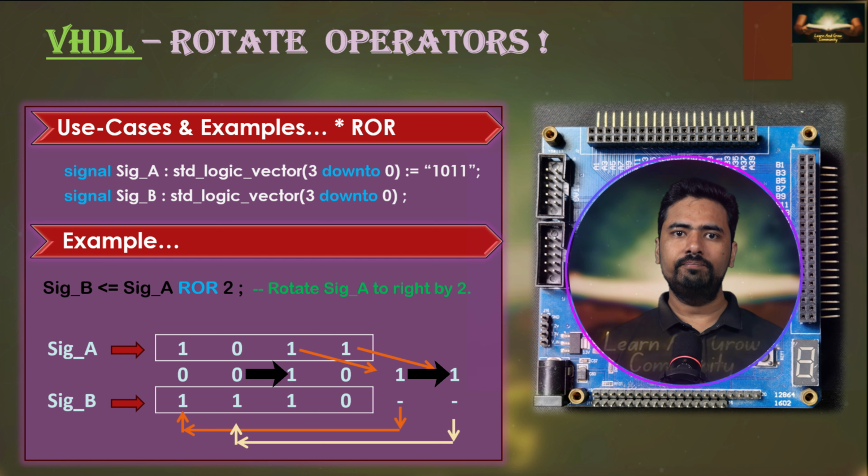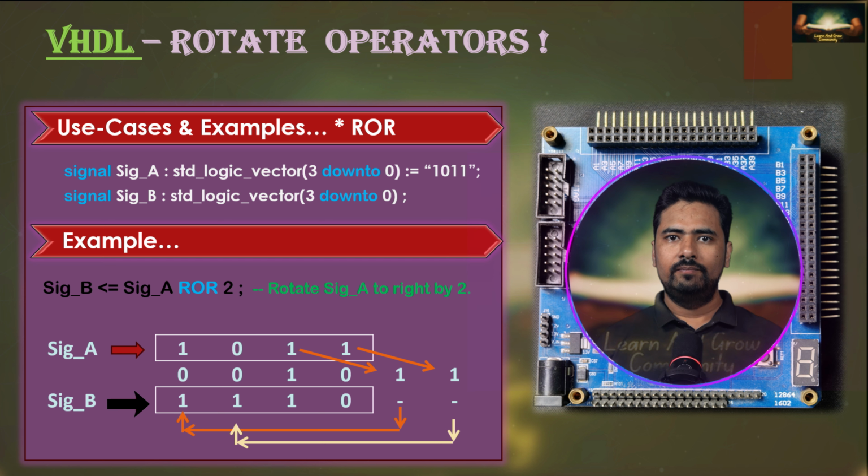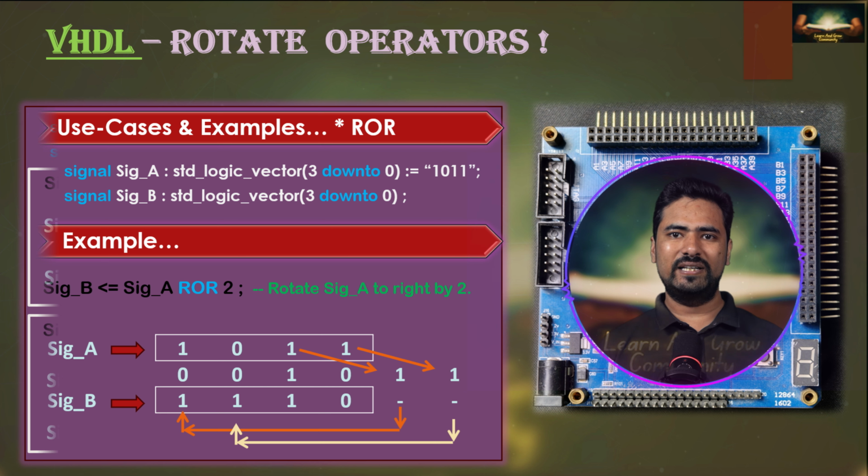Now in the second cycle, 1101 will shift to the right by one index. So 1101 becomes dash 110, and now replace this dash with the shifted value, which is again 1. So dash 110 becomes 1110. And now this 1110 will be assigned to signal B. So signal A will be 1011, which is the initialized data, and signal B will be 1110 after rotating signal A to the right by two indexes. I hope I made these concepts clear to you.